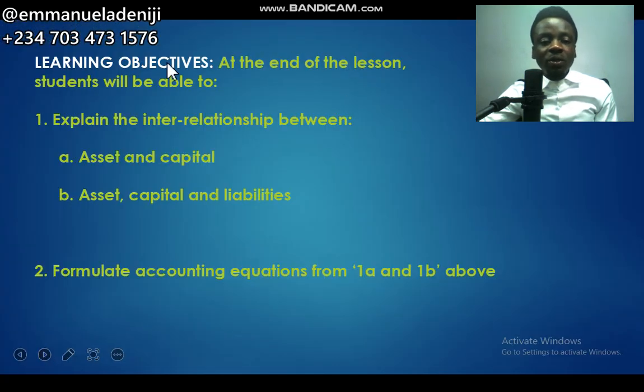Let's do a quick recap. While we were starting, I said we were going to be able to explain the interrelationship between assets and capital, and between assets, capital and liabilities, which we did. We said if the total resources owned by the business and which it uses to run are entirely provided by the owner, then assets will be equal to capital. But if the entire assets which the business uses to run are provided by both the owner and third parties, then the accounting equation will be restated as assets is equal to capital plus liabilities. Of course, we have formulated accounting equations for them as well.